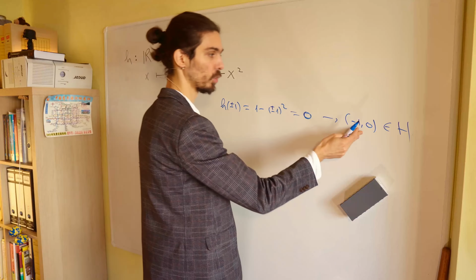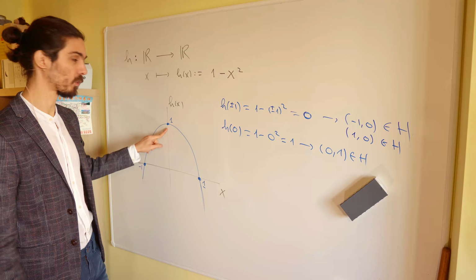What about this one? Well, we know that x is 0, so h of 0 should be 1 minus 0 squared, which is 1. As a result, what do we see? We see that 0, 1 belongs to h. And isn't that the coordinates of this point, the top of the mountain?